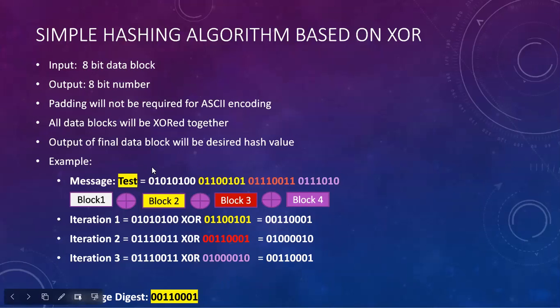So what has happened? We had a message which was test. We passed that message through our hash function, which was basically just doing an exclusive OR, and we got an 8-bit hashed value, which is actually equivalent to 1. So our test has become 1.